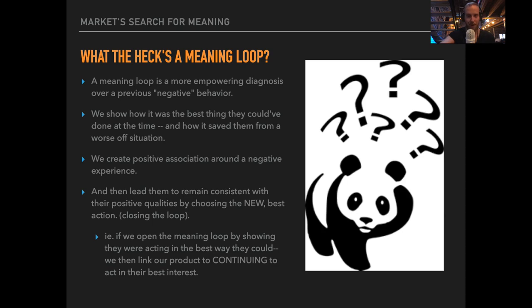So here we're reframing the entire thing. We're absolving them of the shame they feel around being in this negative experience, creating a positive association with it. And then we're leading them to remain consistent with those positive qualities. We're saying, hey, you were actually just doing the best you can. This was the most skillful thing in your best interest that you could have done at the time. Let's continue with that trait and look at the options we now have. And that's how we close the loop with your product and offer involved in that.